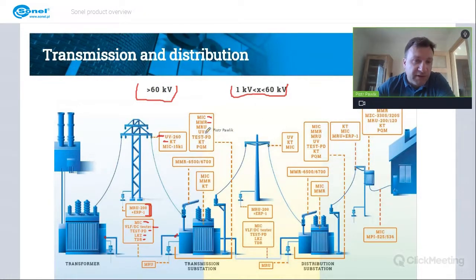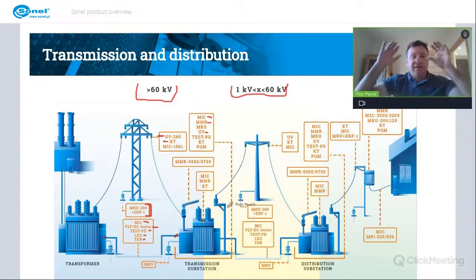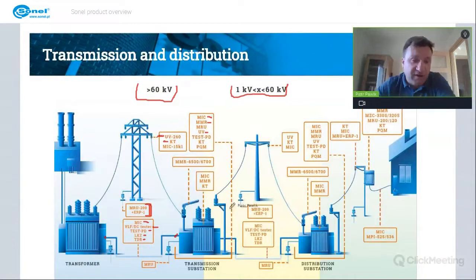We can use the UV camera to check for the corona effect on the insulators and any parts here above the ground. We can use the test PD meter to check for partial discharges on the cables. So when we have terminations of the cables incoming or outgoing, here we can check using the test PD meter.